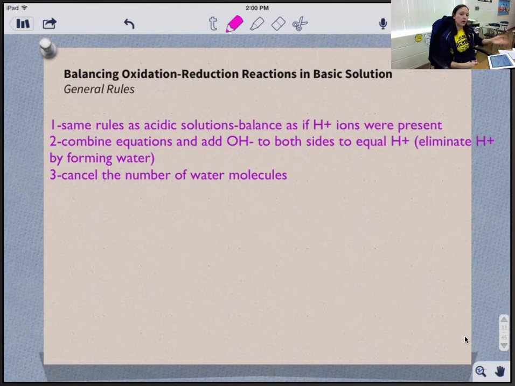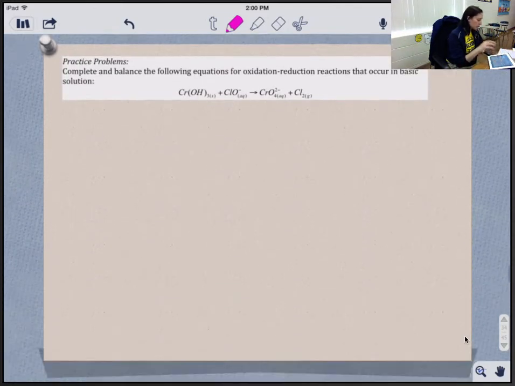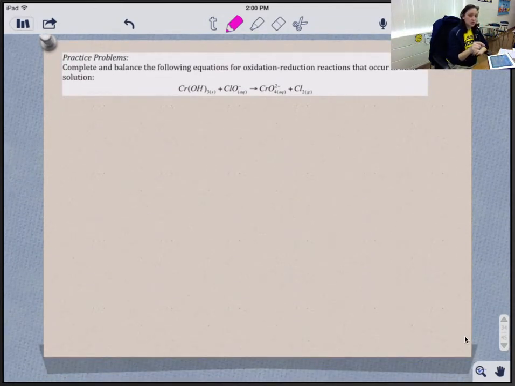So you kind of assume you're going to have extra H+, or just act like you do, but you really don't. And when you get done, then add that same number of OH- to both sides, and you'll end up with extra OH-. I want you to go ahead and try balancing this one as you would have before, and then stop. So you're going to have an extra H+ on one side. And then I'll go through and we'll do the OH- part together.